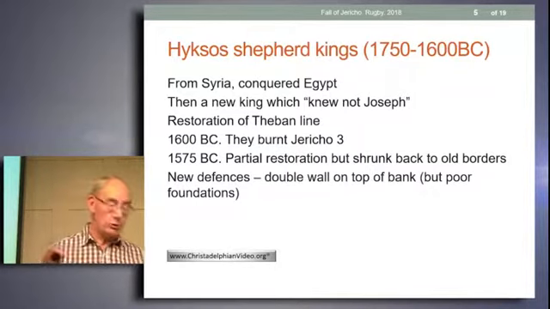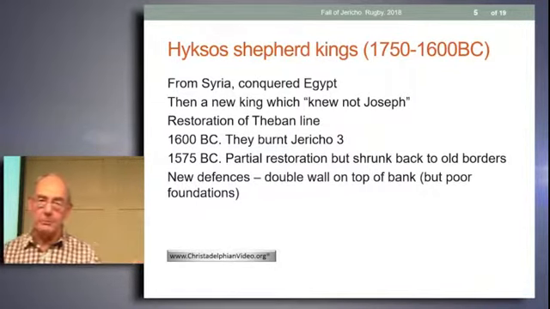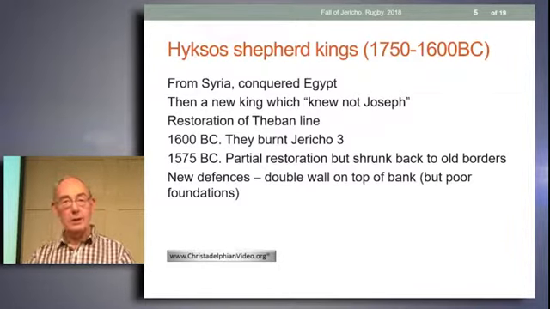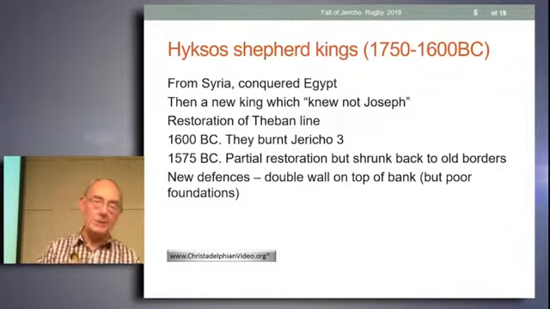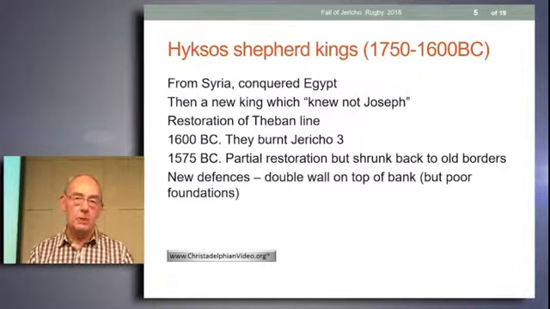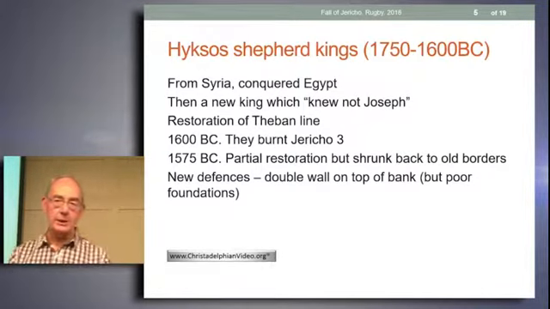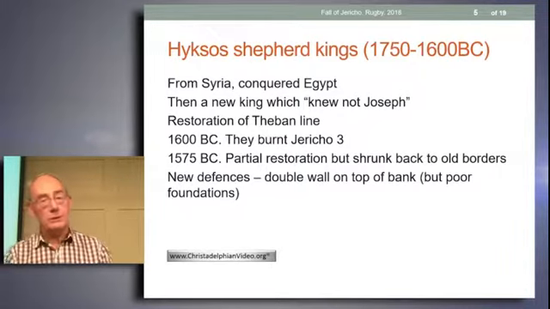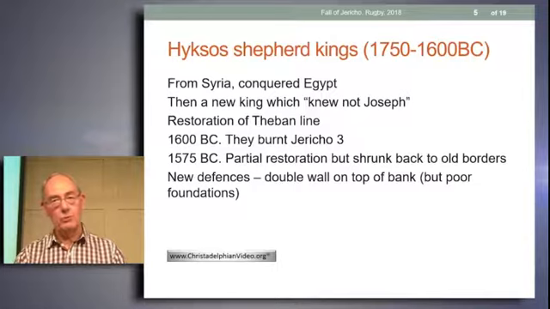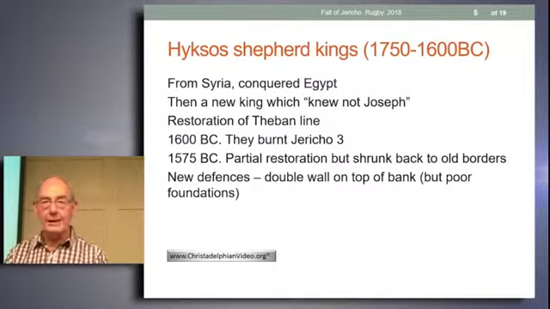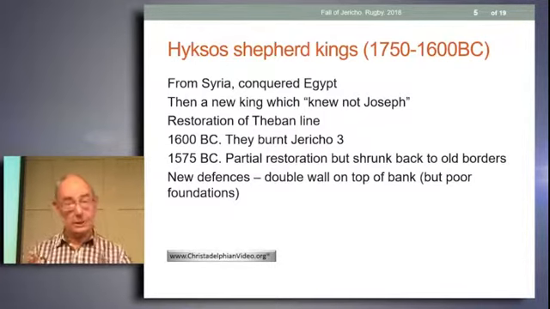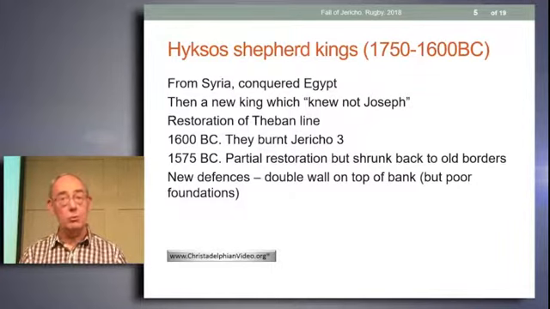Now they also, although they shrunk the thing, I'll show you a picture of it in a minute. Although they shrunk the city, they did build another wall, an inner wall, with the idea of improving the defences. However, the Garstang team found that the foundations of this second wall were rather shaky, weren't very good foundations. The inner walls were actually stronger than the outer wall.